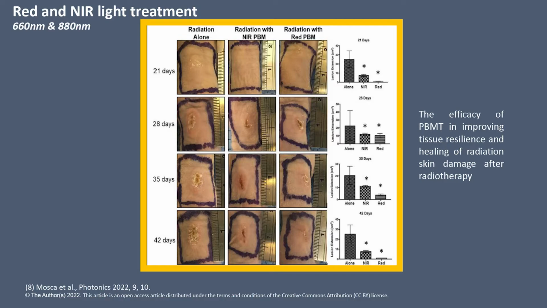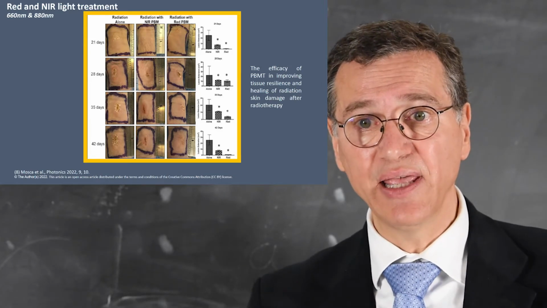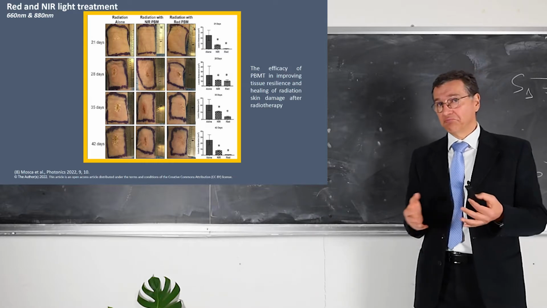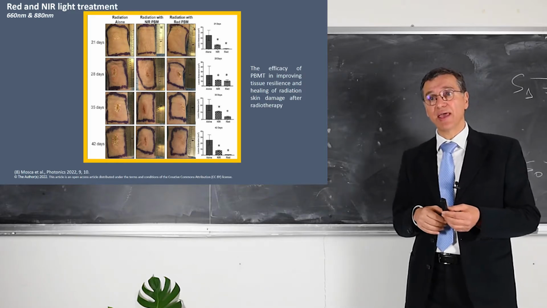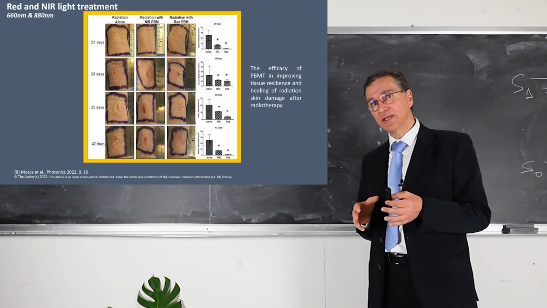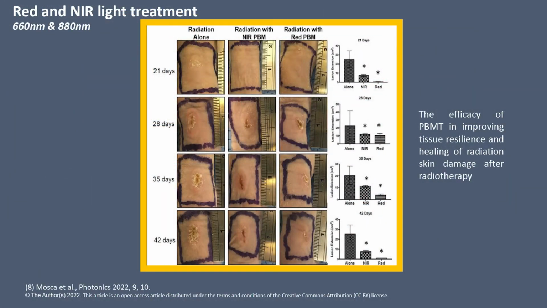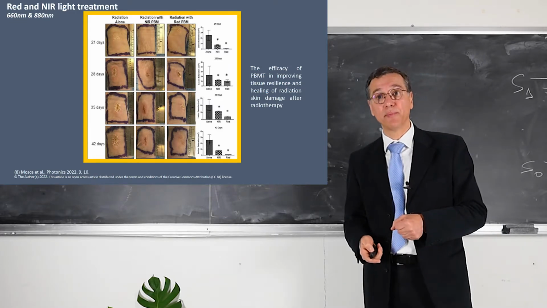In this second experiment, always on mice, the authors are acting with the red and near infrared. The wound is created by radiotherapy, and effectively after about 42 days, we can really observe a healing process due to the red and the near infrared. But even more interesting, we see that the red is more effective than the near infrared, which is very consistent with the theory and the simulation that we have developed before.